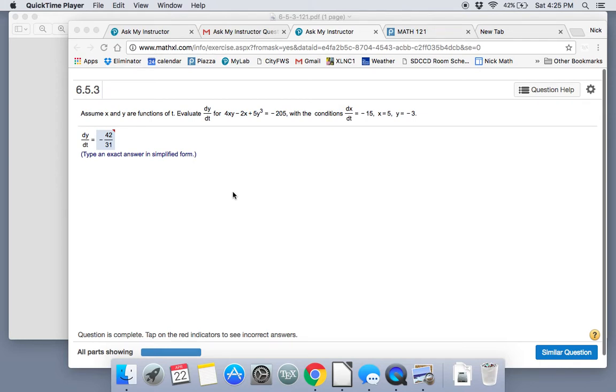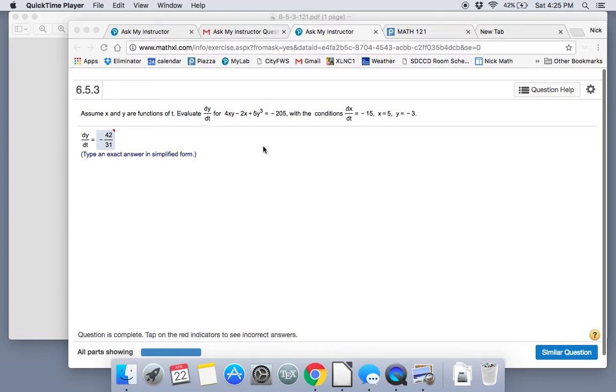All right. Here's a question that came in from 6.5, and I believe that's the section on related rates problems, and that's where you'd actually need to be able to do a computation like this to do a related rate problem. So think of it this way: for this problem, it says assume x and y are functions of t and evaluate dy/dt with these conditions.